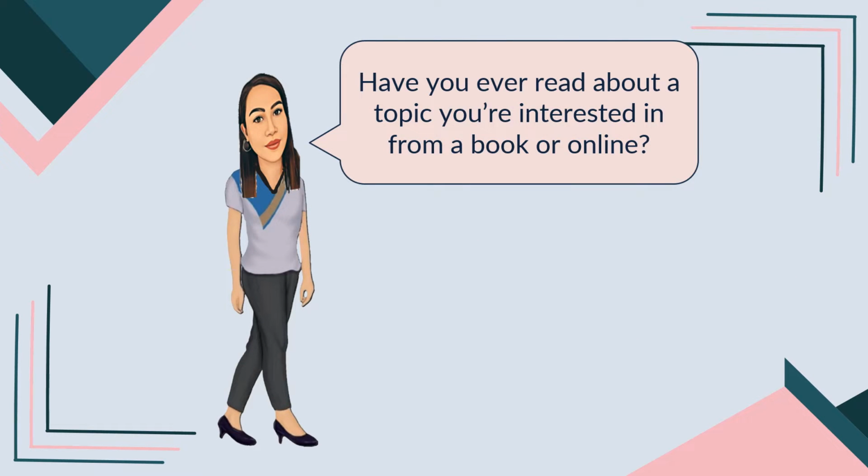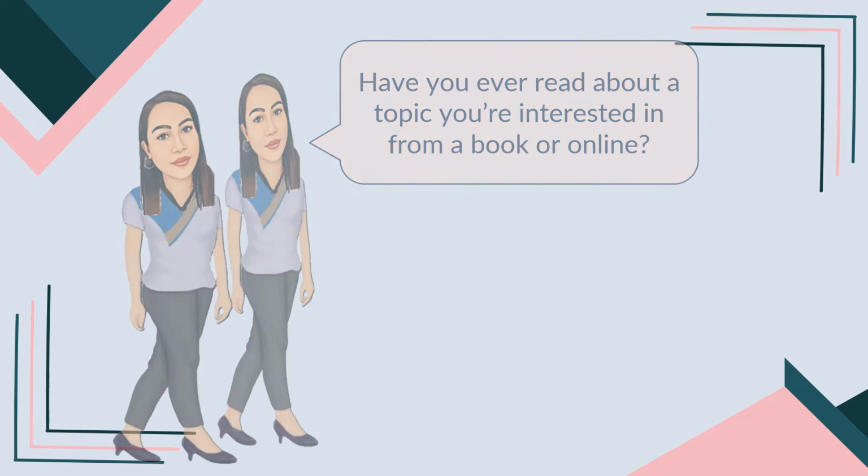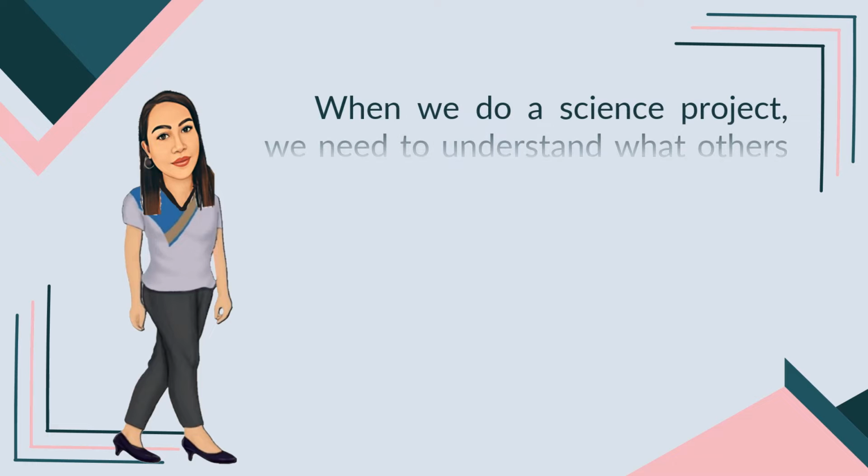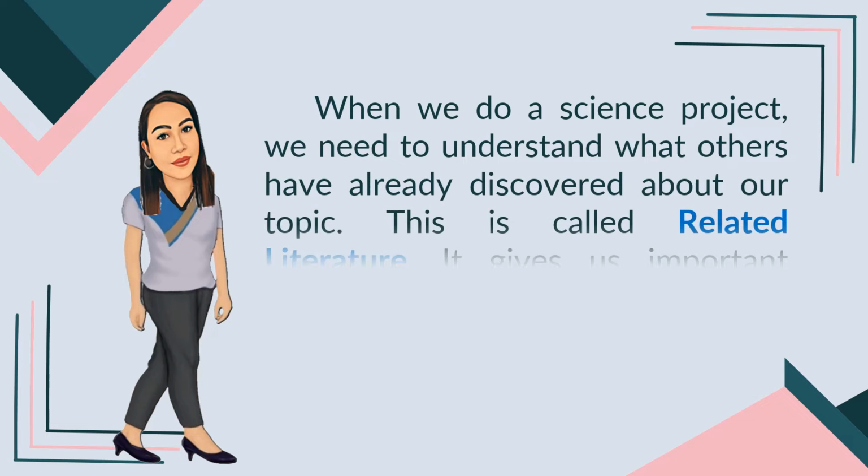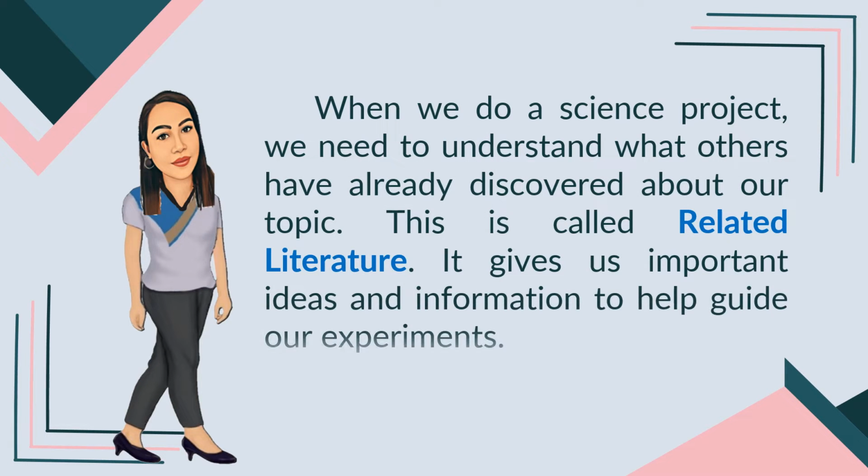Have you ever read about a topic you're interested in from a book or online? When we do a science project, we need to understand what others have already discovered about our topic. This is called related literature. It gives us important ideas and information to help guide our experiments.